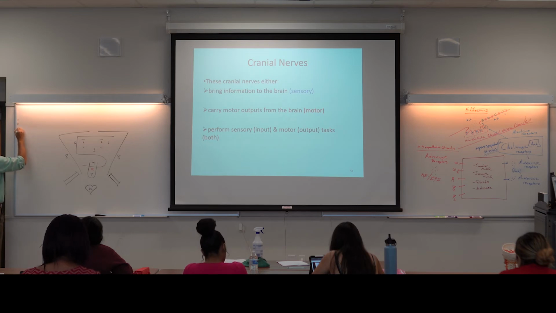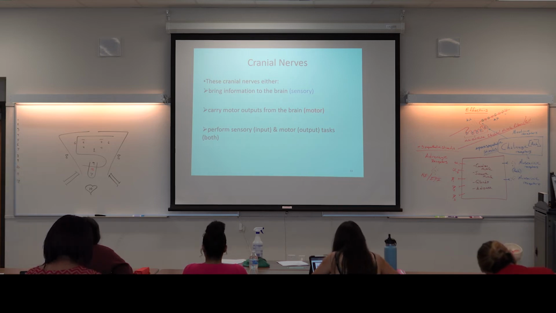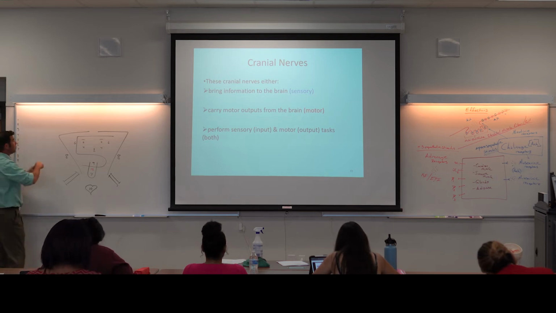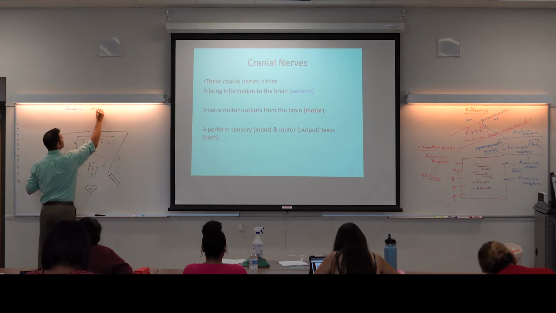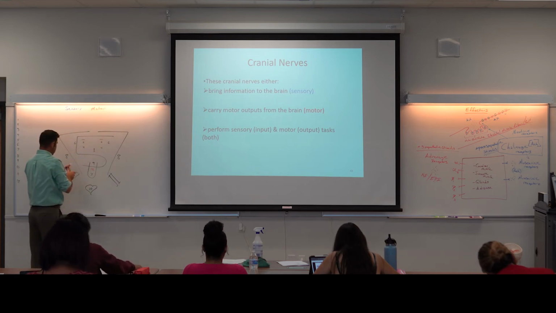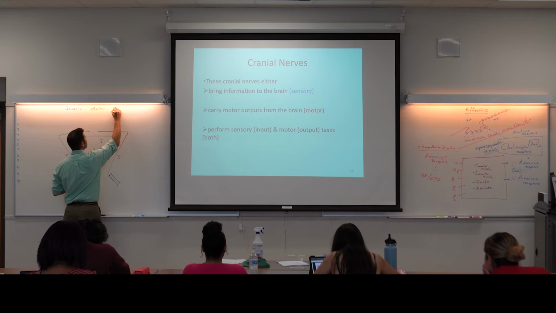1, 2, 3, 6, 8, 9, 10. Okay, so we've got 12 cranial nerves, and if we want to know which ones are, I'll just put it up here. Sensory. Red is going to be motor. And this color, I guess, the black color will be both.